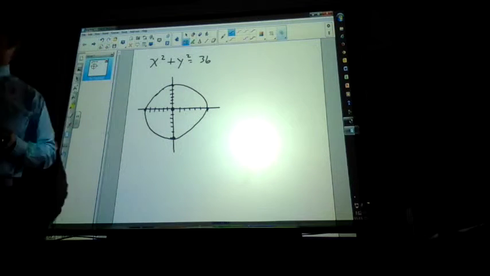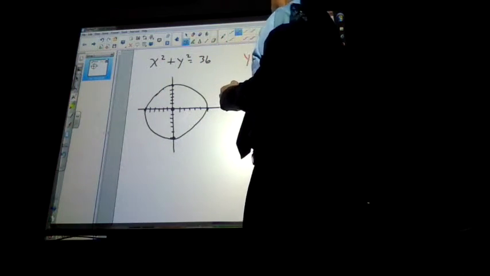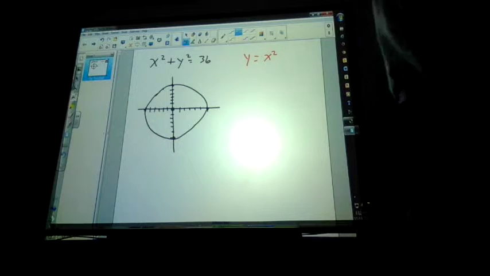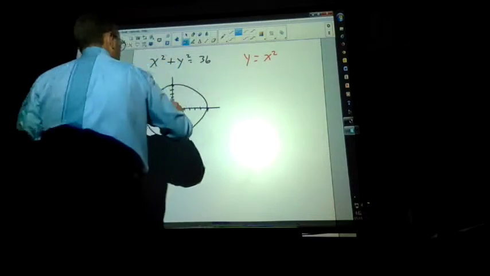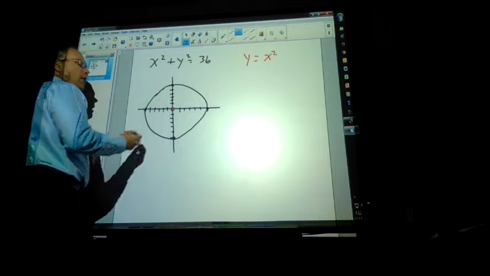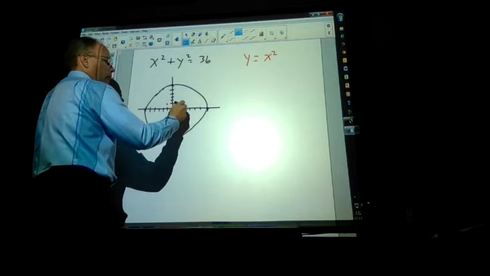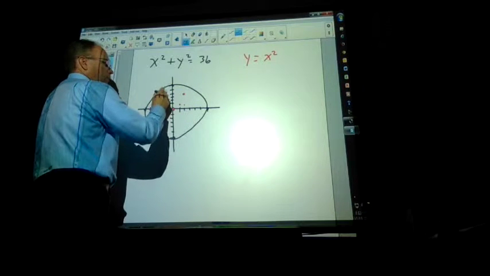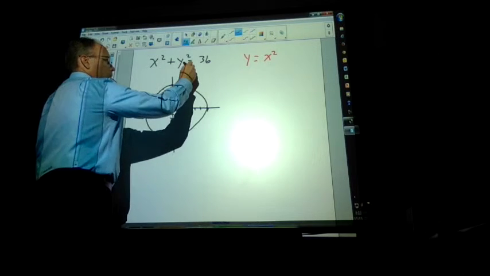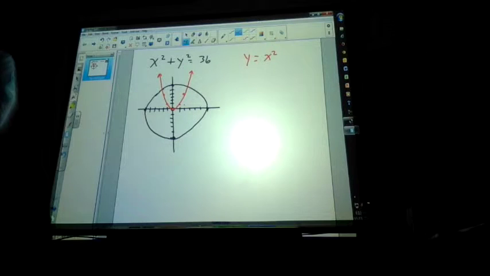Okay, and then the other equation, I have y equals x squared. What is this? It's a parabola. Vertex where? 0, 0. Okay? And then this is going to go right 1 up 1, left 1 up 1, right 2 up 4, left 2 up 4. So that's what this picture is going to look like.